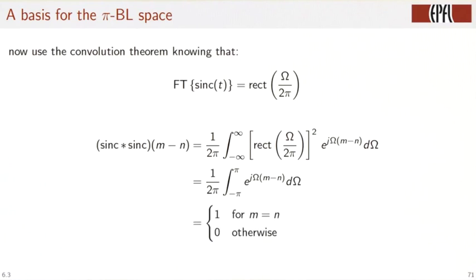Sinc functions are orthogonal to each other when shifted by integers, and the sinc function itself is of norm 1. So we have an orthonormal set of vectors in BL of pi. This set of orthonormal vectors can be shown to be an orthonormal basis for band-limited functions.